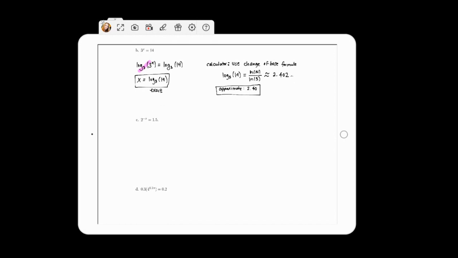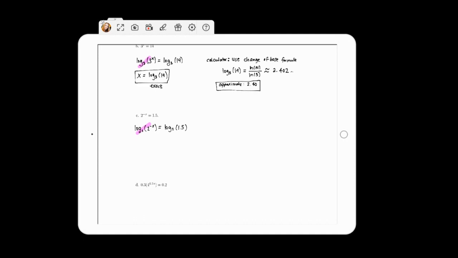So for problem 2, because I have 2 to the power minus x, I have to do log base 2 to both sides. So I'm going to take the log base 2 of 2 to the minus x, and whatever I do on one side, I have to do on the other side. This will equal the log base 2 of 1.5. So we did that in order so that the log base 2's will cancel.